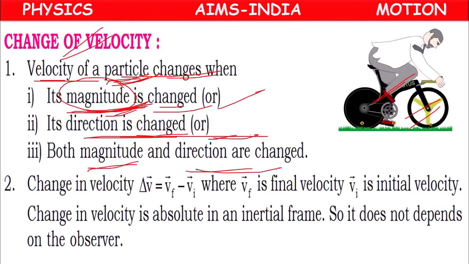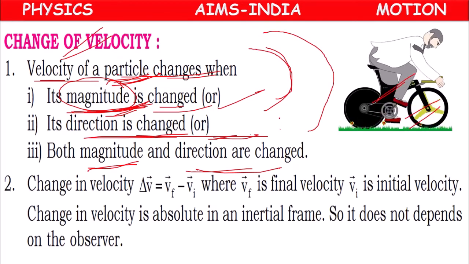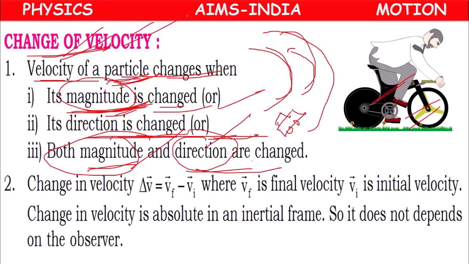Suppose we are going in a car on the outer ring road. What do we have to do? We have to take the turn and we have to change the speed. Both we have to do at a time. Speed will change, magnitude will change, direction will change. At that time also we can observe change of velocity.